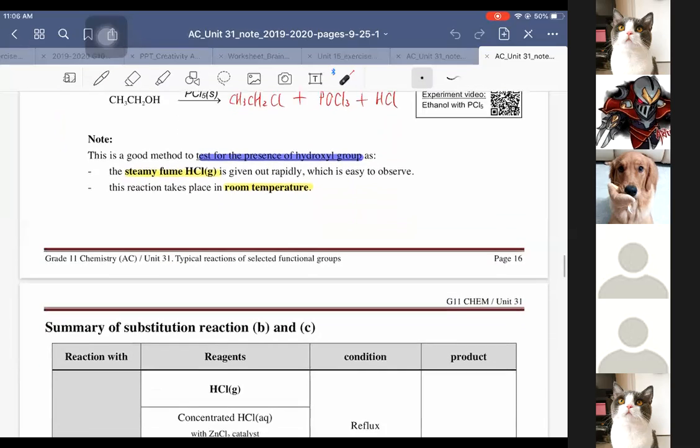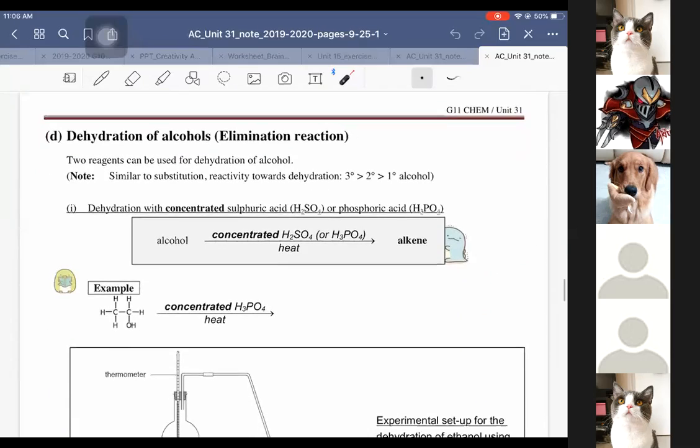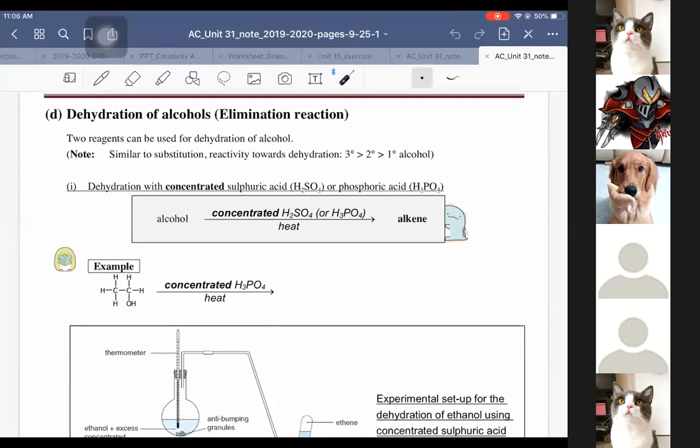So today's lesson, we're going to move on to the next type of reaction with alcohol, which is dehydration of alcohols. For dehydration, that means we are removing water from alcohol. Since we are removing it, we also call this type of reaction elimination. So get rid of the water from alcohol.